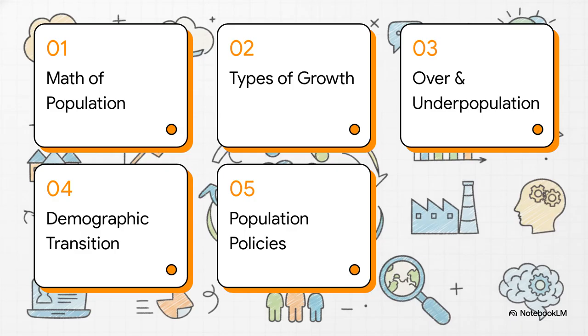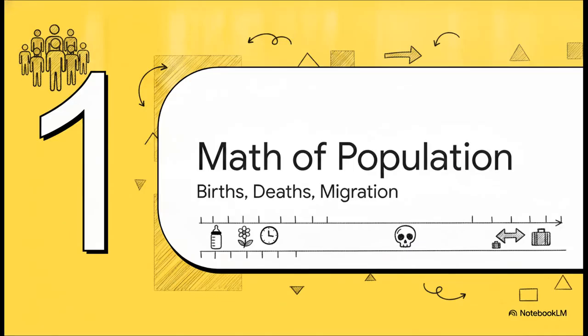Here's our roadmap for today. We're going to cover: 1. The math of population, 2. Types of growth, 3. Overpopulation versus underpopulation, 4. The demographic transition model, and 5. Population policies.